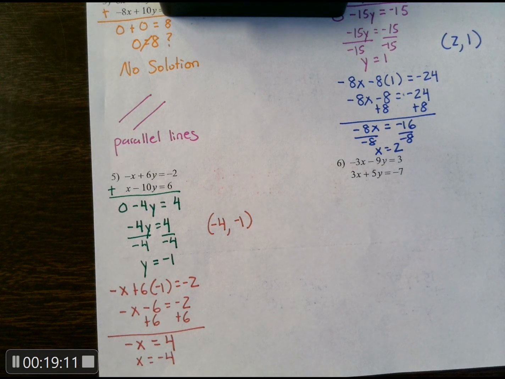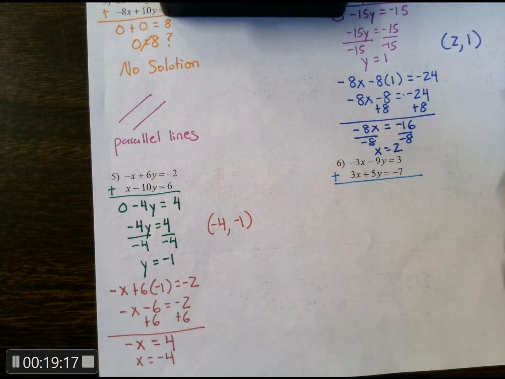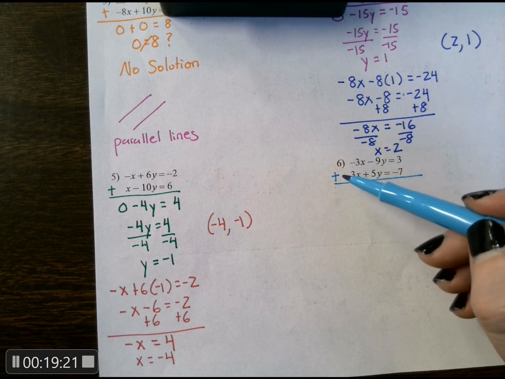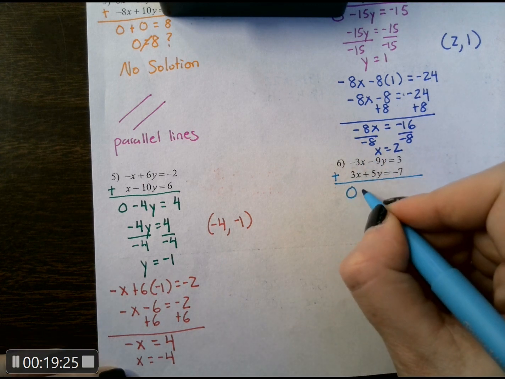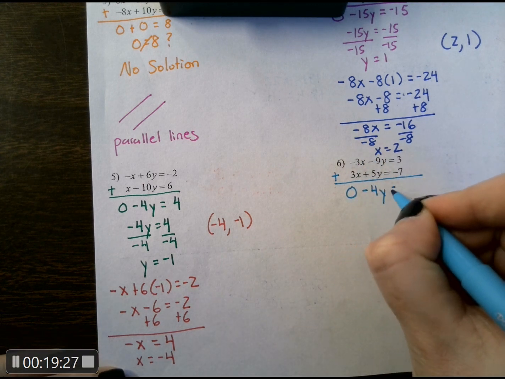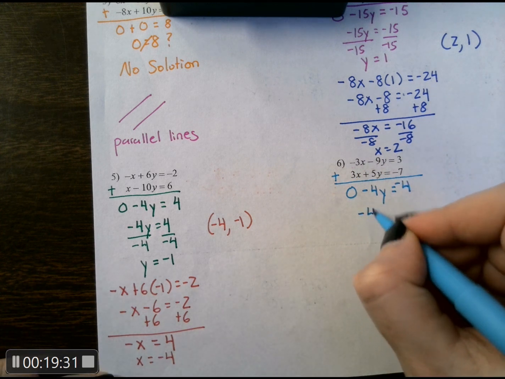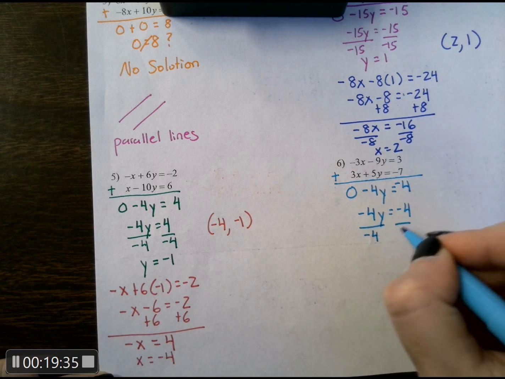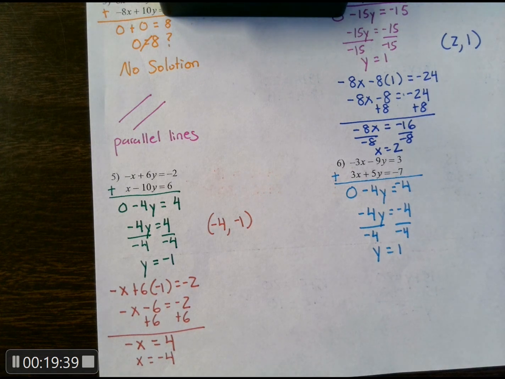Alright, last one, and then you guys get to work on Delta Math. Okie dokie. So, numbers in front of our x are the same with a different sign. Okay? So, we have 0 minus 4y equals -4. So, -4y equals -4. Divide both sides by -4. So, y equals +1.